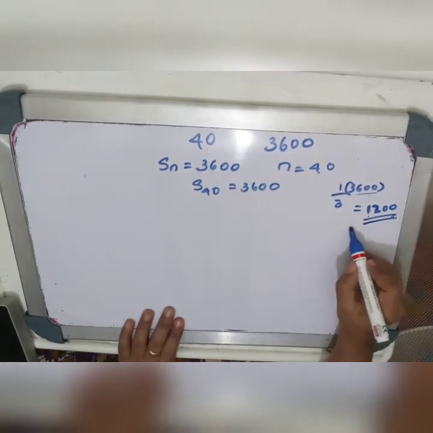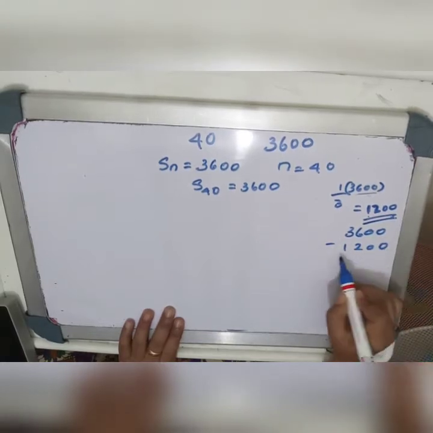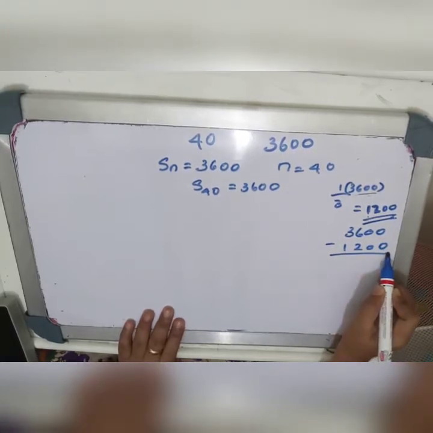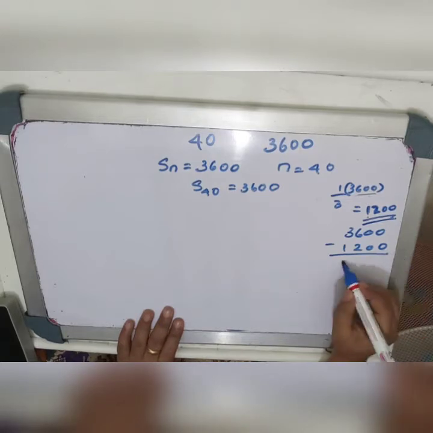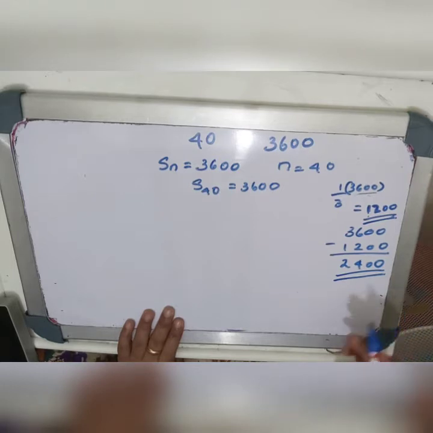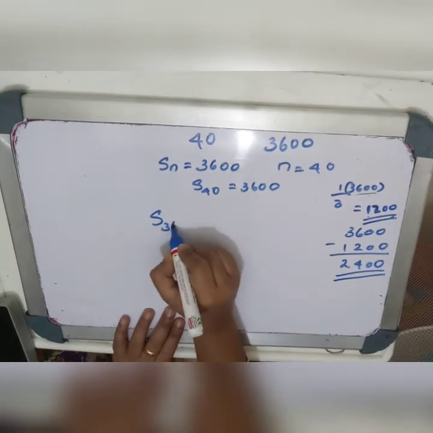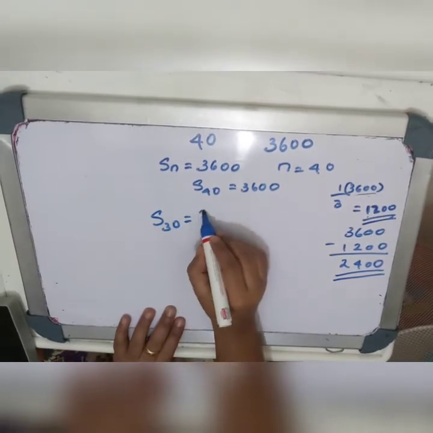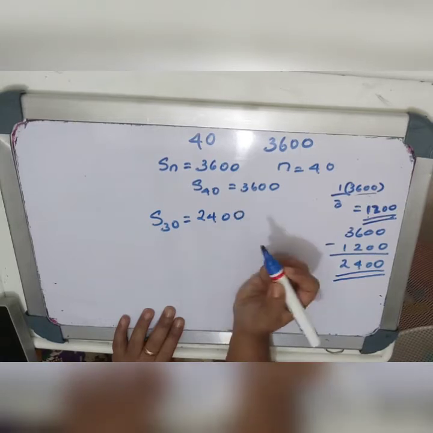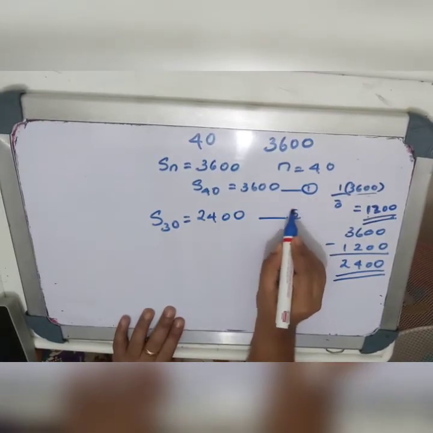So how much was the paid amount? 3600 minus 1200. This much amount he had paid in 30 installments, that is 2400 rupees he had already paid before he died. He had already paid an amount of 2400 in 30 installments. So the sum of 30 installments is 2400. So you know the value of S40 and S30.